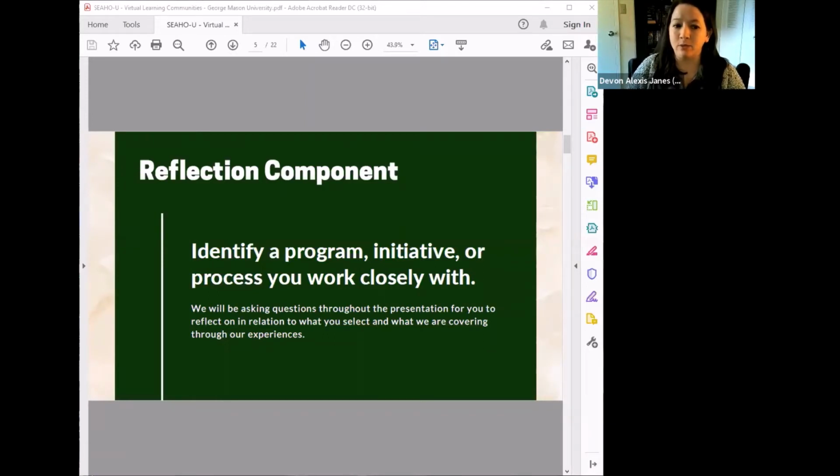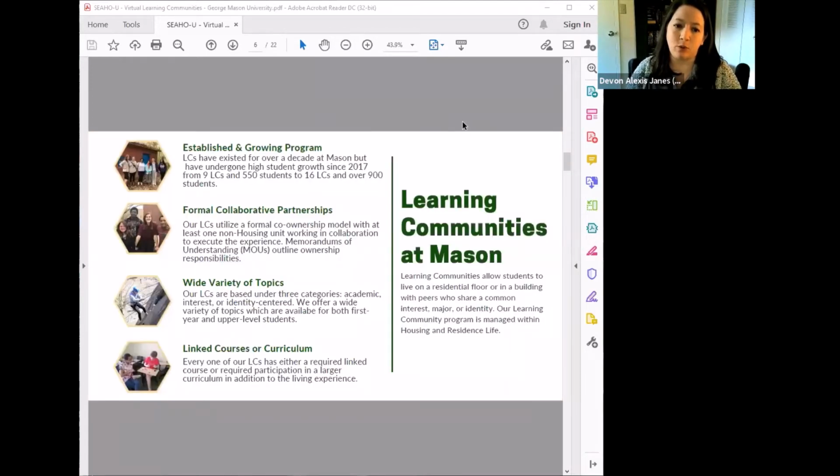So that is what we want you all to do as we go through, so you can think about your own program or initiative as we talk through our steps. As we mentioned, context is important for us, and we are going to start with providing context around our learning community program at Mason.